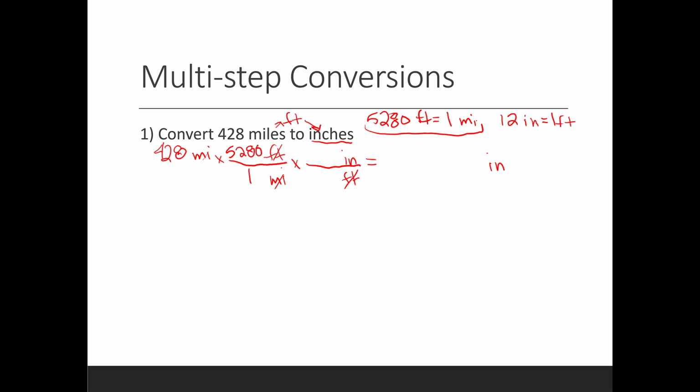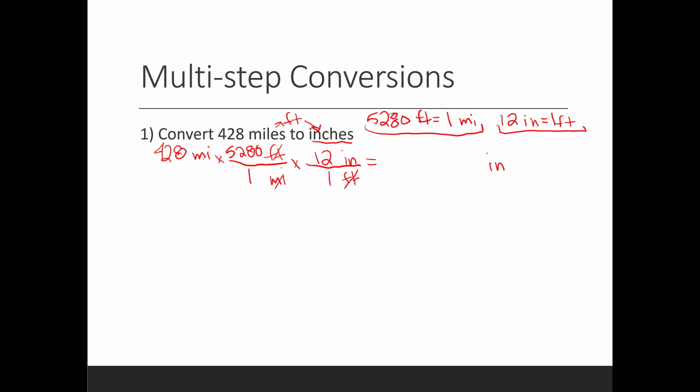Okay, going on to the second conversion factor here. This time we have inches and feet, so we're going to be using this conversion factor, and we have to keep the 12 with the inches and the 1 with the feet. But now we have everything all set up. Our units are going to cancel out. All we have to do is solve. So we multiply everything across the top, 428 times 5,280 times 12, and we get, hypothetically, a really big number.